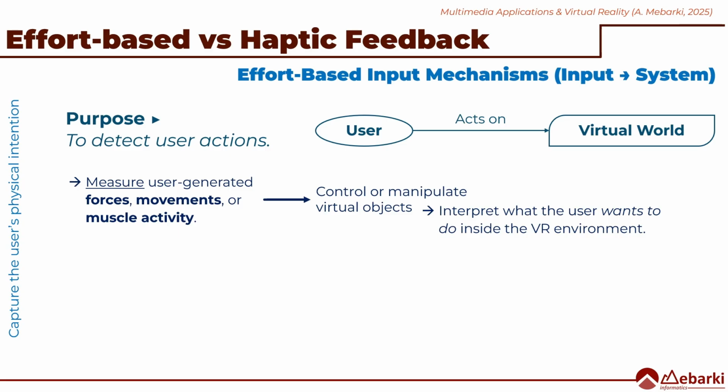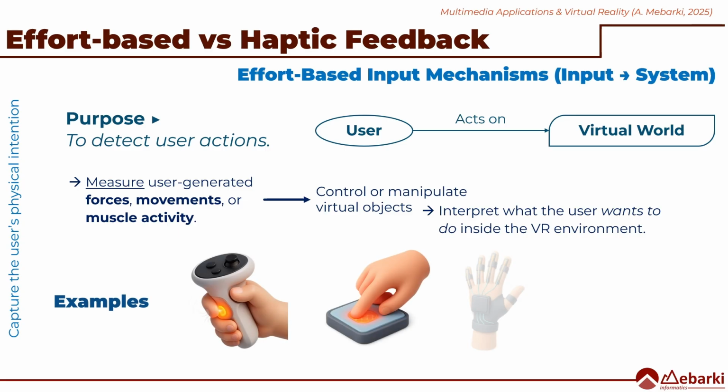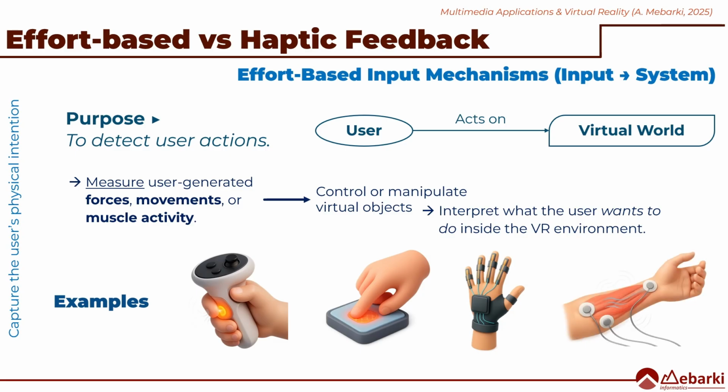Several examples illustrate this concept. A VR controller may sense the pressure applied to its trigger, allowing the system to distinguish between a light action and a strong one. A force sensor can measure how hard the user pushes or pulls on a virtual object, directly mapping physical effort to virtual response. Data gloves can detect finger flexion forces, enabling realistic hand-based manipulation.